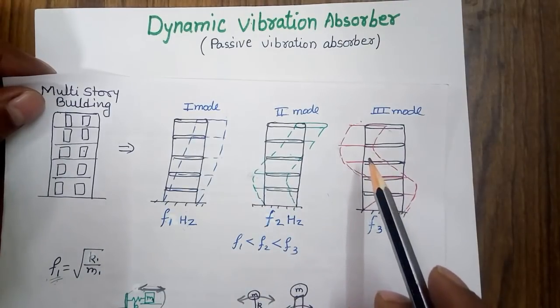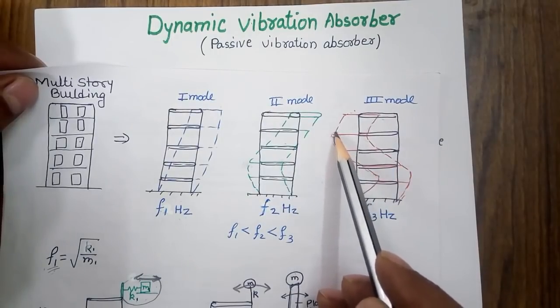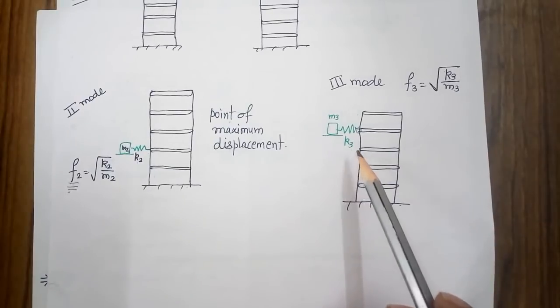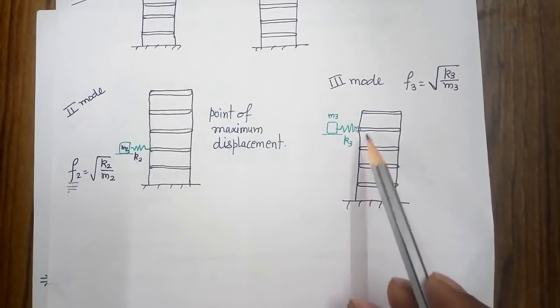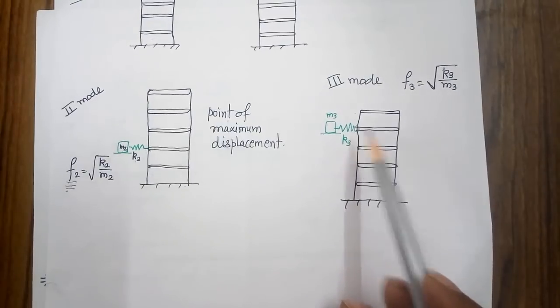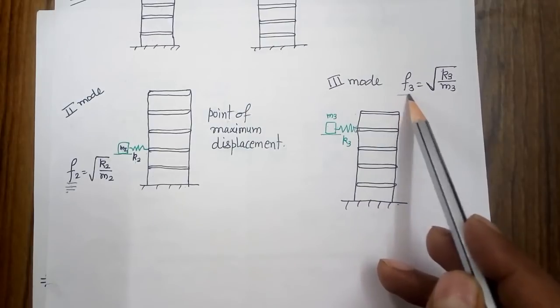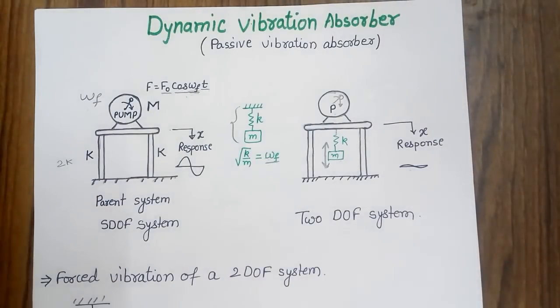I want to add a vibration absorber for the third mode, I can assume that this mass is moving with the larger amplitude, and for this purpose when I design a vibration absorber for the third mode, I will preferably add it on the third mass, and the natural frequency of this third vibration absorber will be equal to F3.